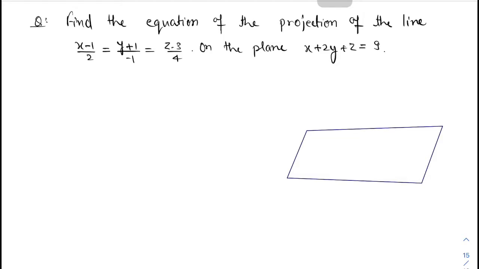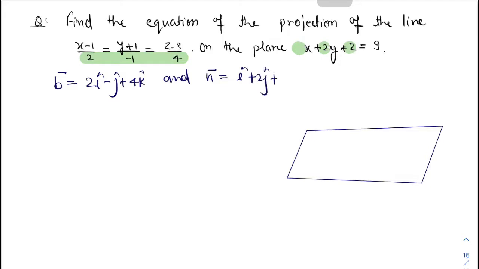Again we can observe that the line is not parallel to the plane. How can we observe this? By taking the dot product of the parallel vector of the line and the normal vector of the plane. Parallel vector of line is 2i minus j plus 4k, and normal vector of the plane is i plus 2j plus k. If I take the dot product of these two vectors, I get 2 minus 2 plus 4, which comes out to be 4, not equal to 0, and hence the line is not parallel to the plane.